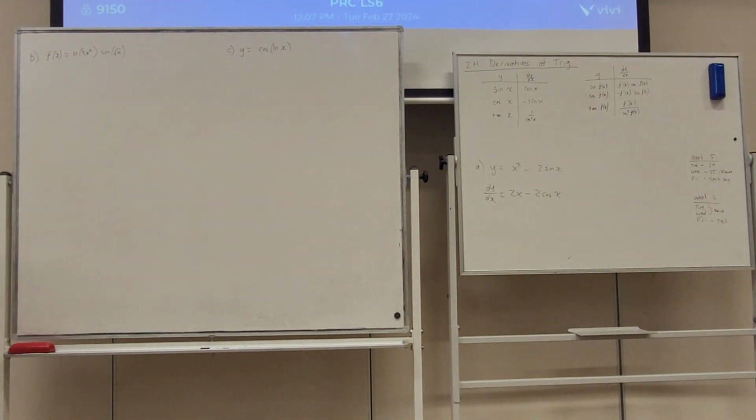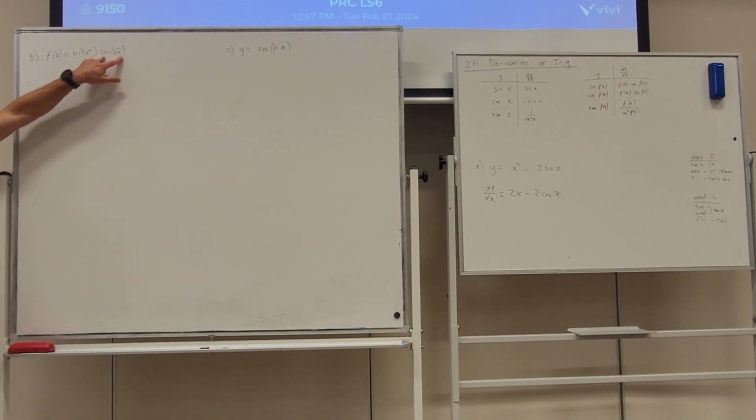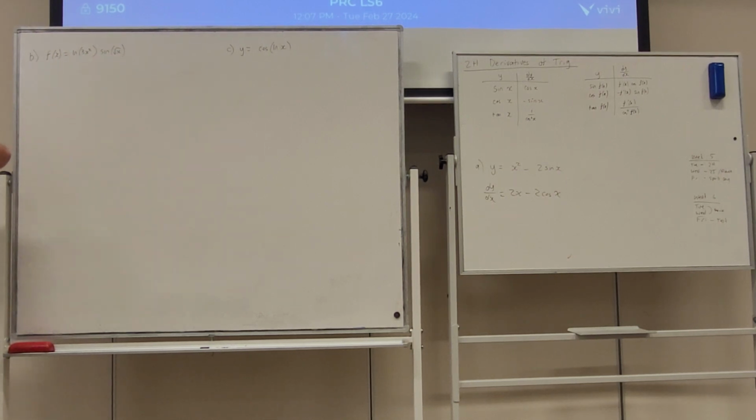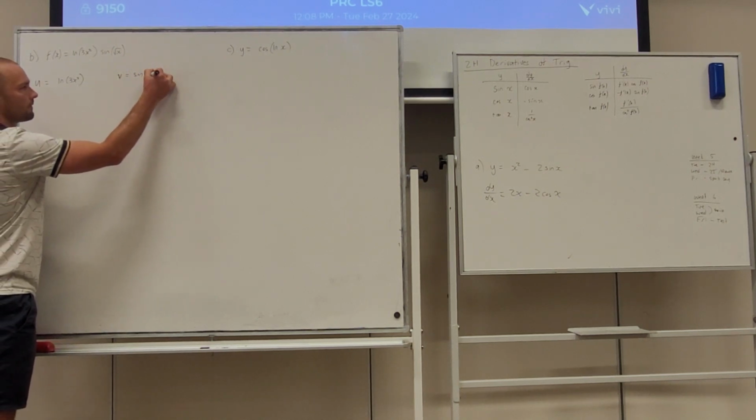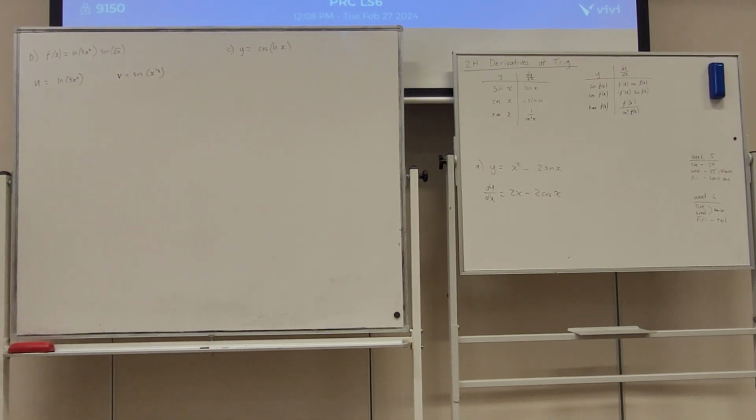Let's move on to B. Here we have ln of 3x squared multiplied by sine of the square root of x. So this is absolutely a product rule. We have u multiplied by v. We can see our rules compounding, and we have a logarithmic function here as well. So we're defining u nice and clearly, ln of 3x squared. And our v then is sine of x to the power of a half. Straight away, I'm expressing it in a form ready for us to differentiate.